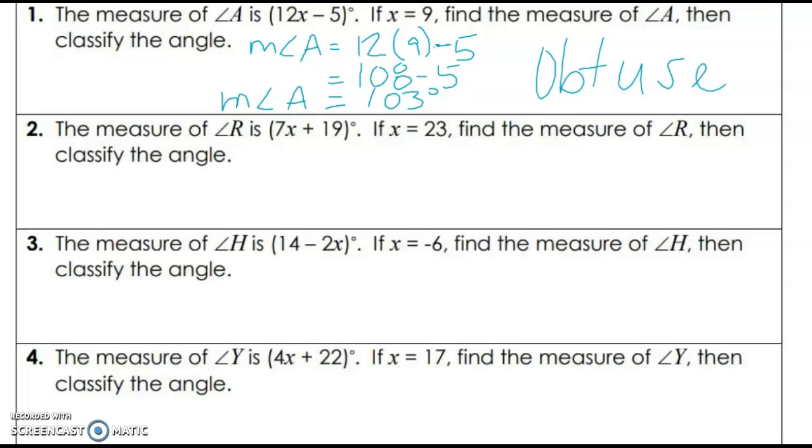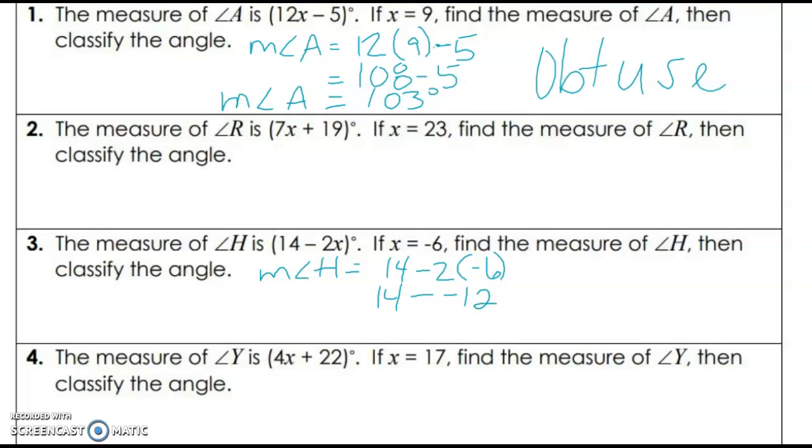Let's look at number 3. The measure of angle H is 14 minus 2x degrees. If x equals -6, find the measure of H. So this time we're going to substitute -6 for x. So we have the measure of angle H equals 14 minus 2 times -6. So we're going to bring down our 14, bring down our subtraction sign. Now we're going to multiply 2 times -6, which is -12.